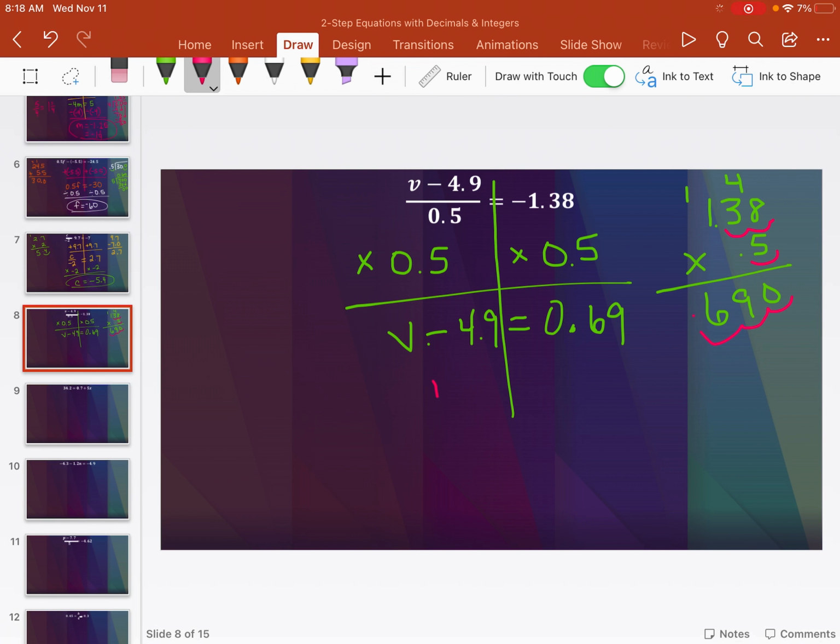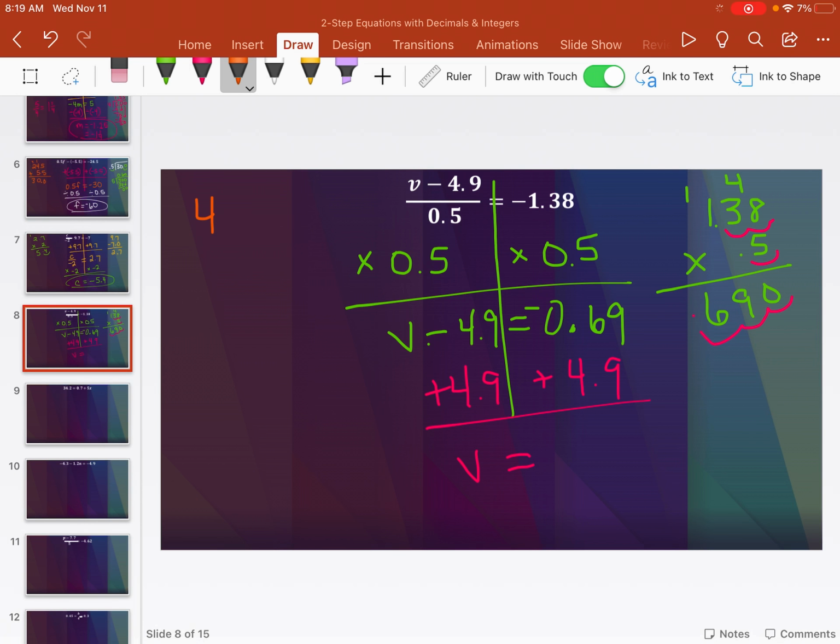And then it's subtraction, so I'm going to add 4.9. Add 4.9. So v equals, and then, oh, I forgot one thing, sorry. Back here for the 0.69, it was a negative times positive, so this should be a negative 0.69. So when I add a positive and a negative, I'm going to actually subtract.